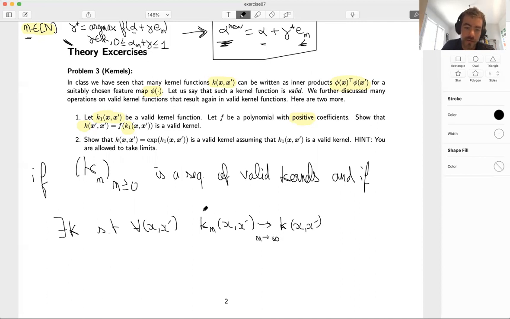So this is just a sequence of real numbers, and this is a real number. So this is a sequence which can converge. So the hint is that there's a result that says then K is valid. Okay, so this is a theorem which is given to you and which you can use to show question number 2.